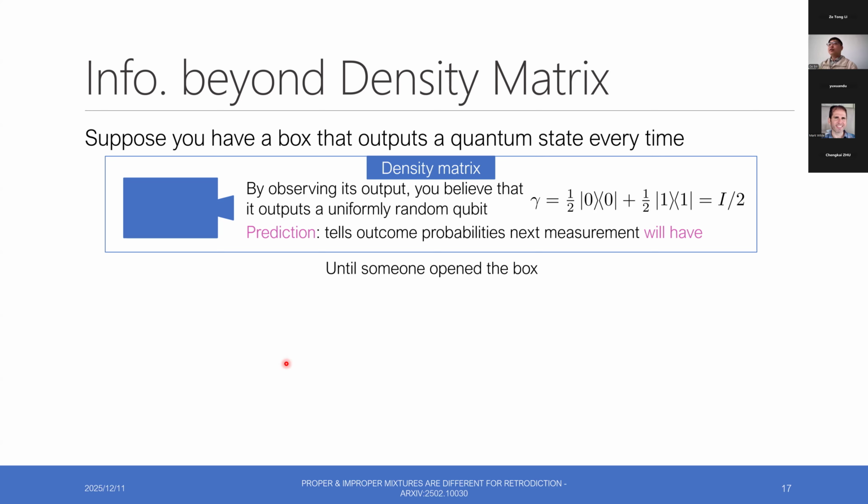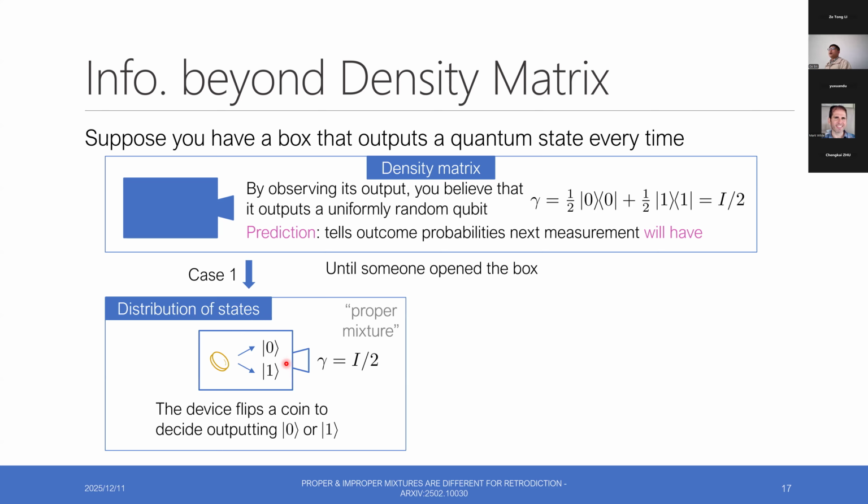However, this box may be implemented in different ways. Say this box may have some classical coin inside it, and each time it flips the coin, and depending on the result of the coin, it will output the state 0 or the state 1. But apparently it outputs a state identity over 2 because you cannot see the coin. So this gives you such a density matrix, and this case is often called the proper mixture.